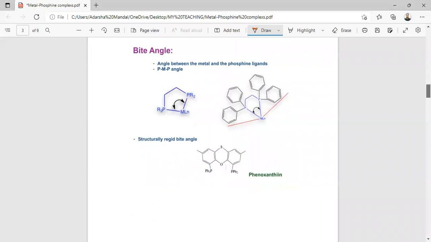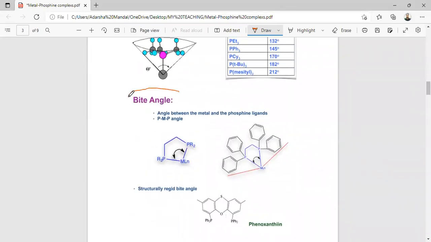Another important property is the bite angle. Bite angle means the angle between the metal and the phosphine ligands. So this is the bite angle. Here one bidentate phosphine ligand is bound to the metal center. So the bite angle is the P-M-P angle.